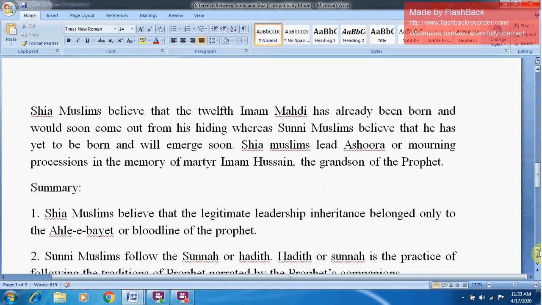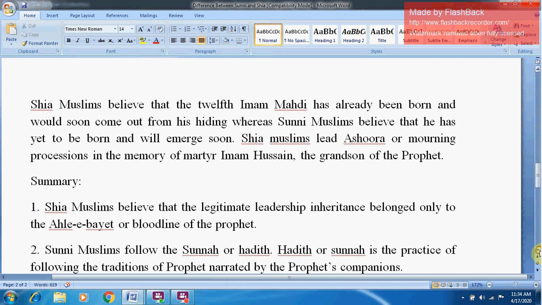Shia Muslims believe that the 12th Imam Mahdi has already been born and would soon come out of his hiding, whereas Sunni Muslims believe that he has yet to be born and will emerge soon. Shia Muslims lead Ashura or mourning processions in memory of the martyr Imam Hussein, the grandson of the Prophet.